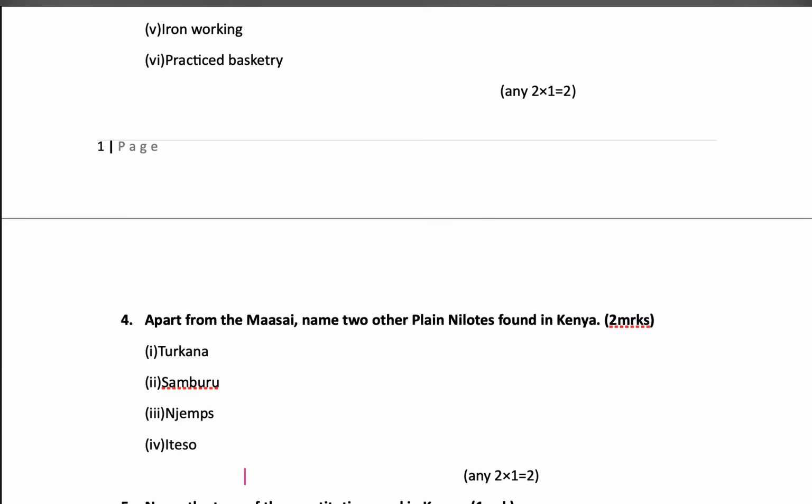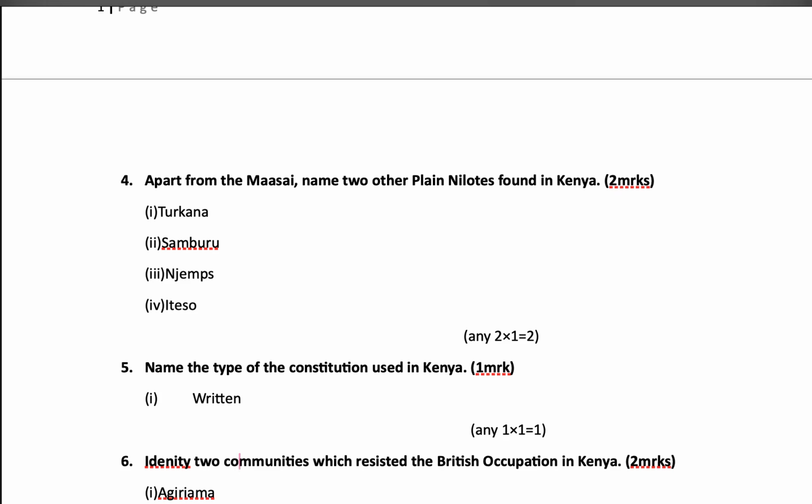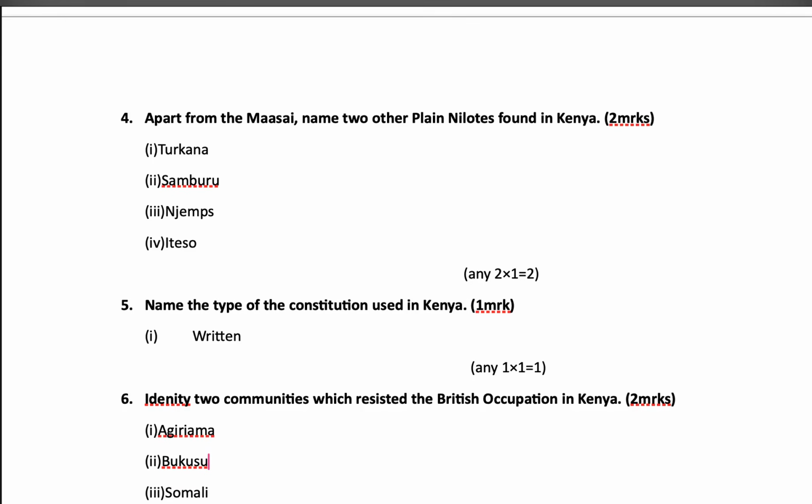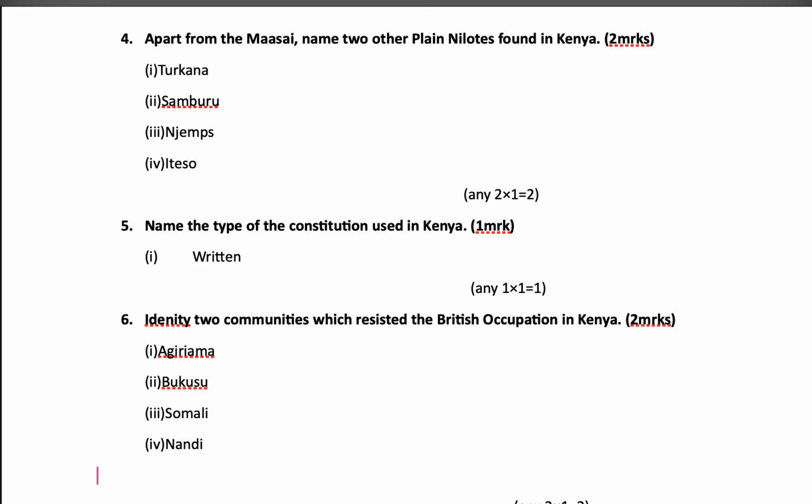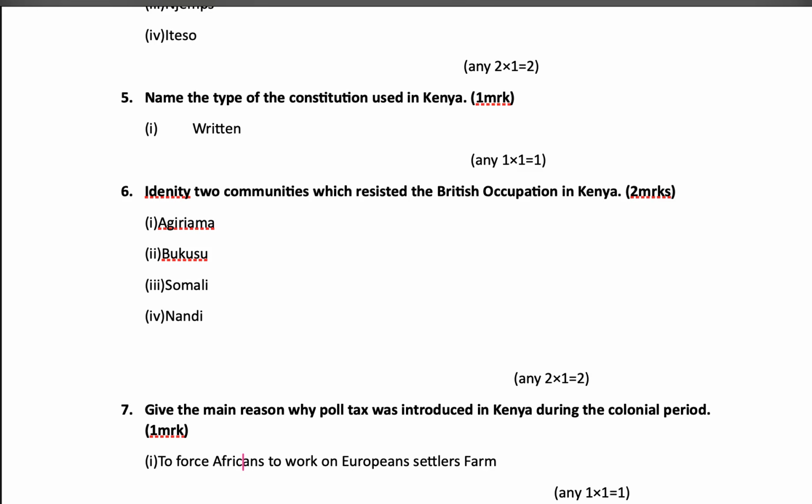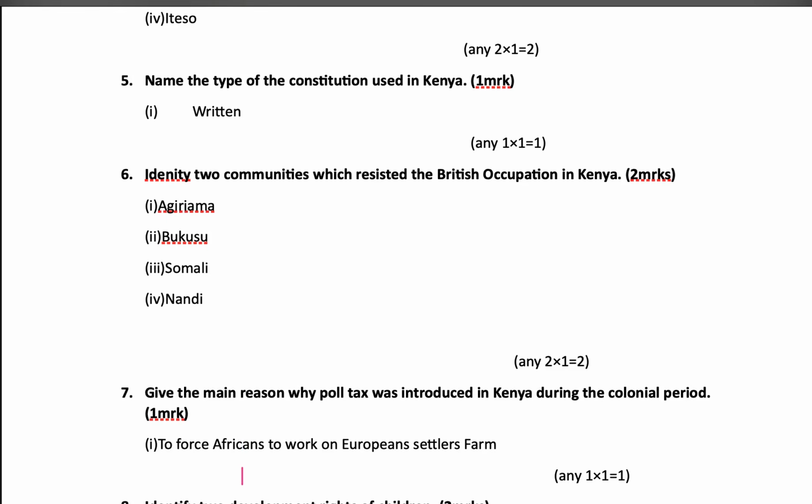Question 4. Apart from the Maasai, name two other plain Nilotes found in Kenya. Turkana, Samburu, Teso, Iteso. Question 5. Name the type of constitution used in Kenya. Written constitution. Question 6. Identify two communities which resisted the British occupation in Kenya. Agiriama, Bukusu, Somali, Nandi. So you will only identify two.